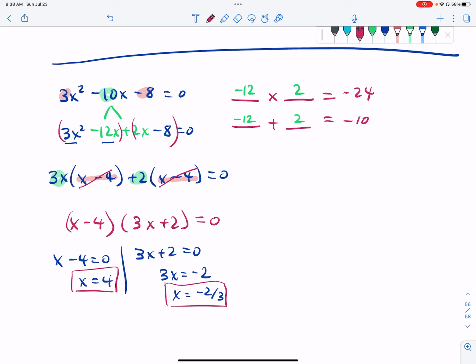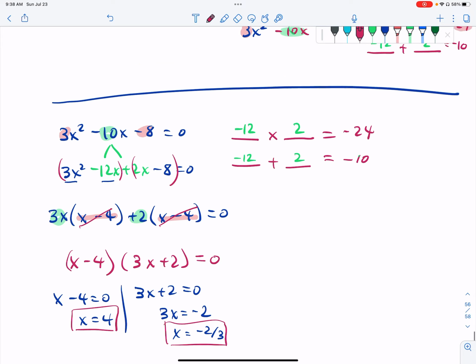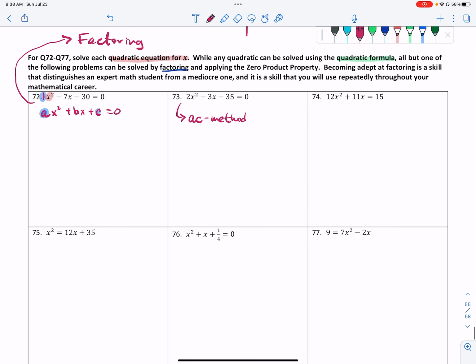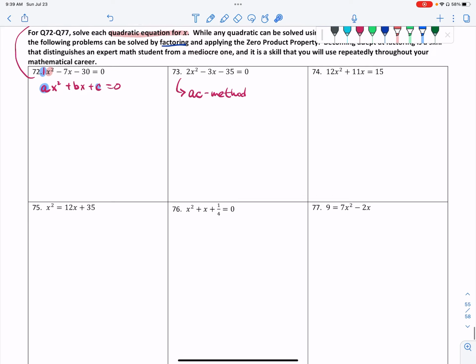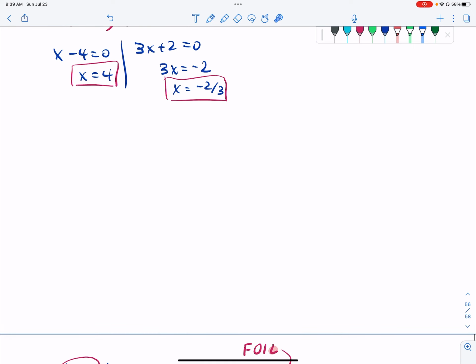All right, so this is the kind of thing that I would suggest doing on something like question number 73 that I just marked through. If that's enough for you, you go ahead and tackle that problem. If you'd like to see another example, let me show you.